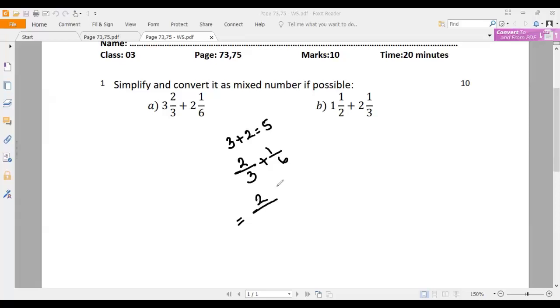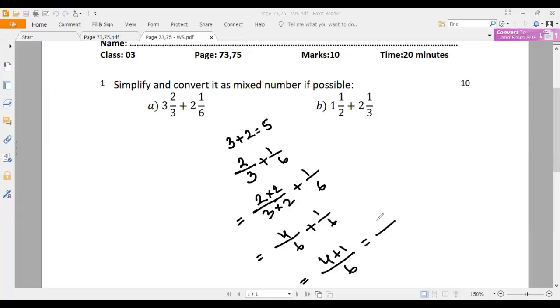Why will we multiply? To make both of them a like fraction, we have to multiply. So 2 multiplied by 2, 3 multiplied by 2. If we multiply both numerator and denominator by 2, then it will be a like fraction. 2 twos are 4, 3 twos are 6, plus 1 by 6. So both denominators are the same, so we just add the numerators. 4 plus 1, that is 5. So 5 by 6. So the first answer should be 5 whole 5 by 6. So this is the first answer of number 1A.